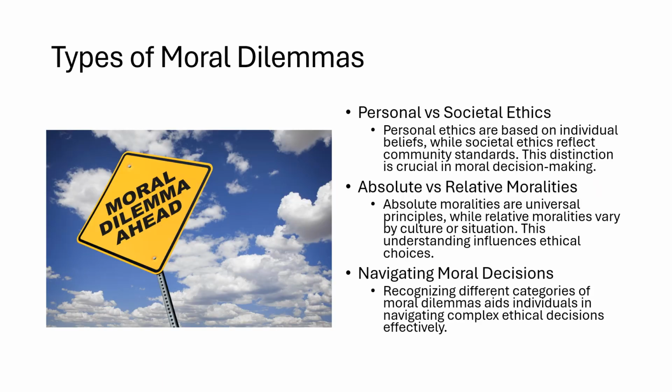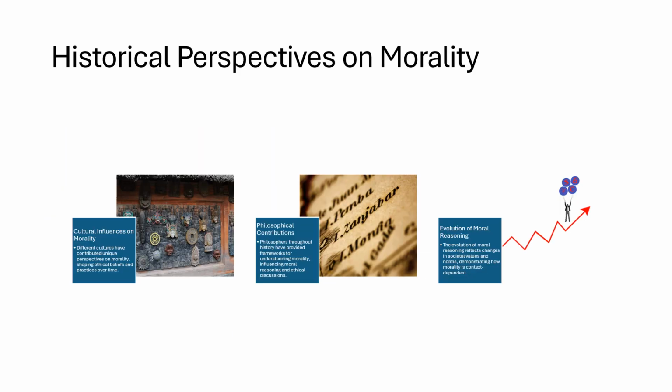Moral dilemmas can be categorized in various ways, such as personal versus societal ethics or absolute versus relative moralities. Understanding these categories helps in navigating complex moral decisions. Throughout history, different cultures and philosophers have shaped our understanding of morality. By examining these perspectives, we gain insights into how moral reasoning has evolved over time.